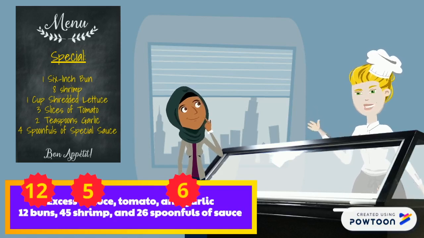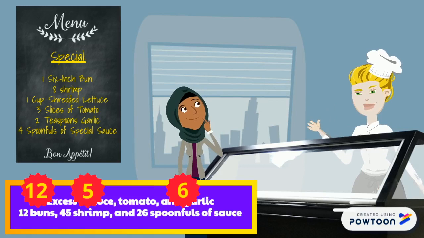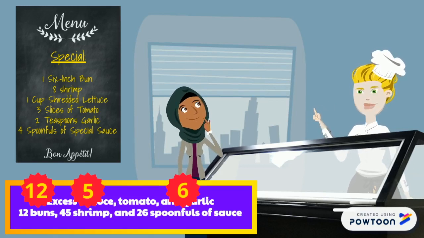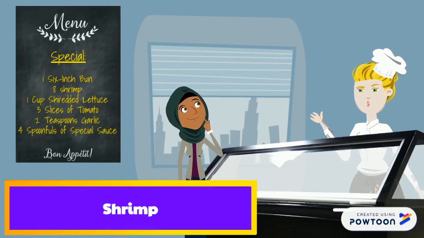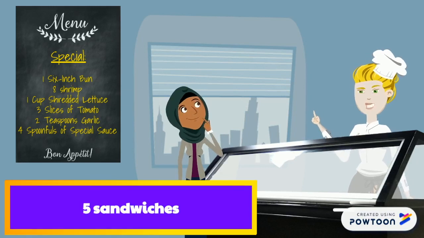Which ingredient reached this limit first without being able to finish another sandwich? Well, since lettuce, tomatoes, and garlic were in excess, it was not those. For the buns, we made 12 sandwiches easily, so it was not those. However, we only had enough shrimp for 5 sandwiches, and we had enough special sauce for 6 sandwiches. This means, since shrimp made the least amount of complete sandwiches before running out of supply, it is our limiting reagent. This is because it only made 5 sandwiches total.